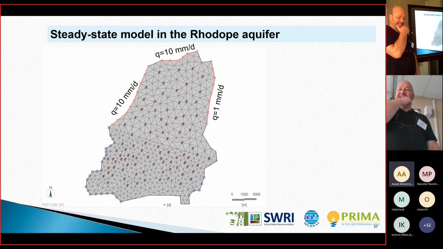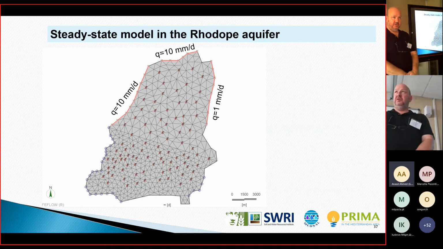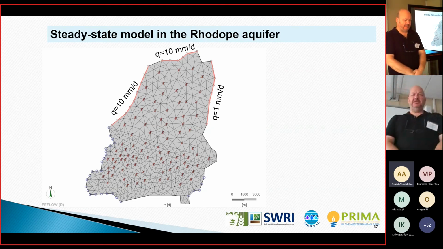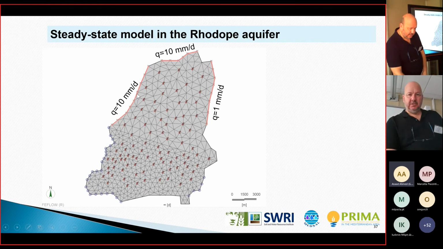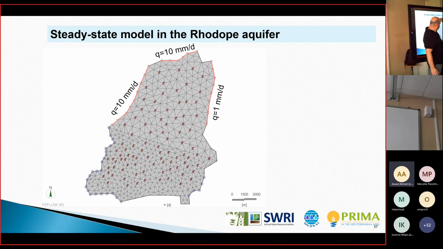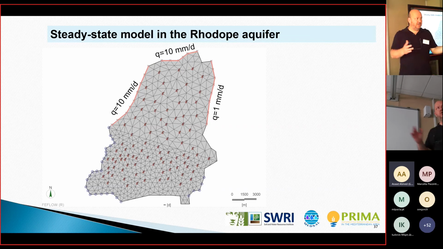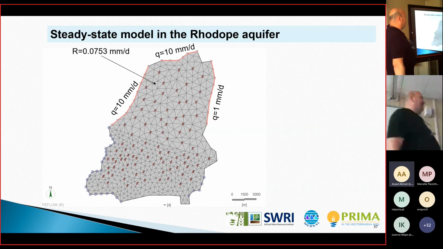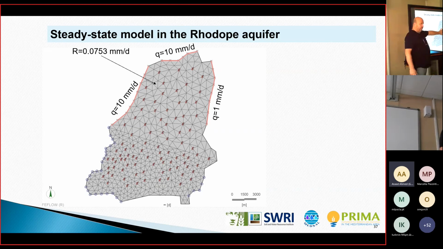Okay, here we can see the steady state model and the boundary conditions in our case study, the Rhodope aquifer. You can see also the finite element mesh. First of all, we see this lateral inflow here, 10 millimeters per day. You have inflow to the aquifer, 10 millimeters, here another 10 millimeters per day, and here is less flow, due to geological and hydrological information, on this boundary. We also have the recharge at the top of the aquifer.